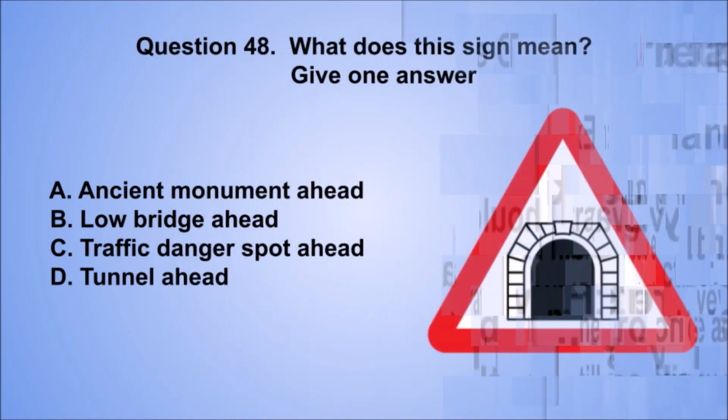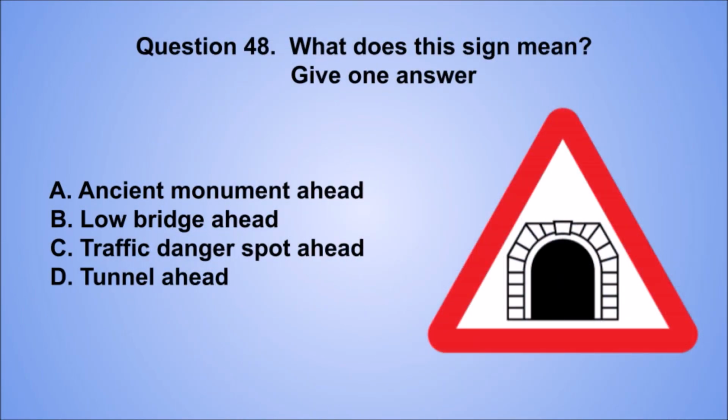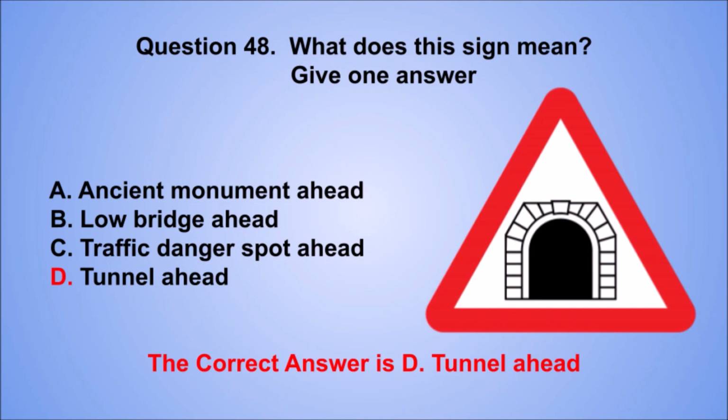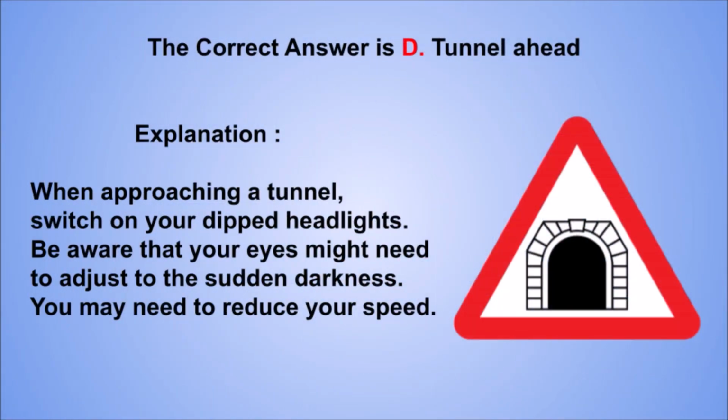Question 48. What does this sign mean? Give one answer. A. Ancient monument ahead. B. Low bridge ahead. C. Traffic danger spot ahead. D. Tunnel ahead. The correct answer is D. Tunnel ahead. Explanation. When approaching a tunnel, switch on your dipped headlights. Be aware that your eyes might need to adjust to the sudden darkness. You may need to reduce your speed.